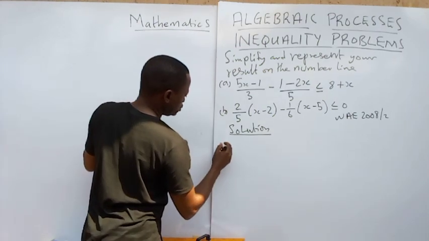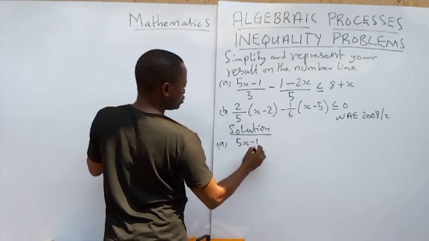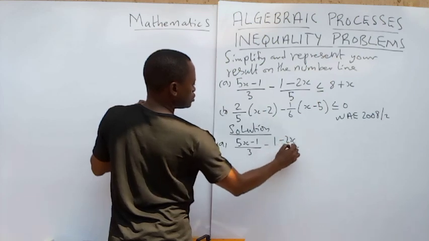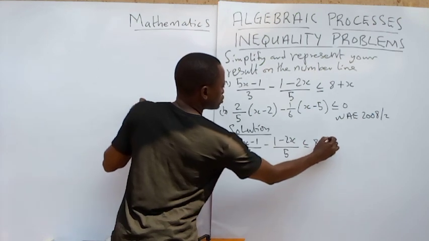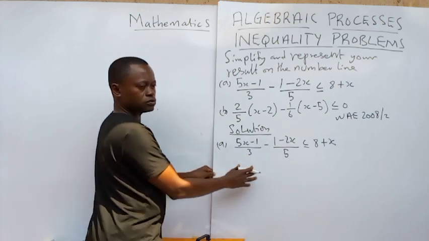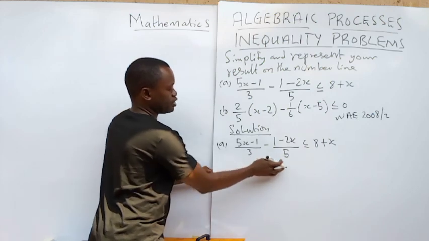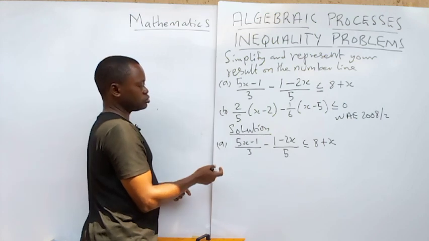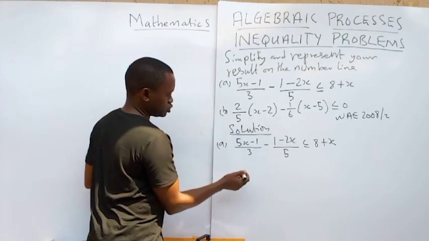All right. In this A, we have 5x minus 1 over 3 minus 1 minus 2x over 5 less than or equal to 8 plus x. You can see there is a fraction here. And in clearing this fraction, we are going to look for the LCM, lowest common multiple of 3 and 5. The lowest common multiple of 3 and 5 is 15. I'm sure in our basic class in mathematics, we've been taught how to obtain the lowest common multiples.